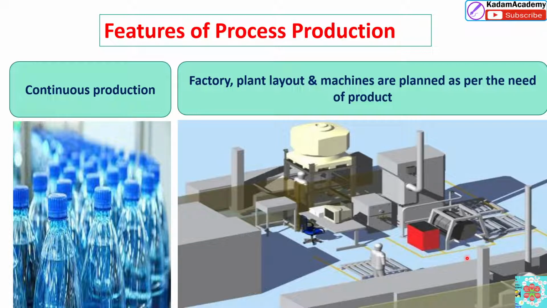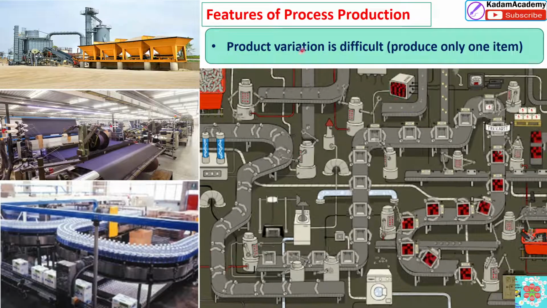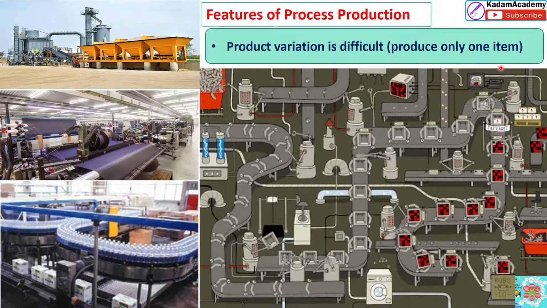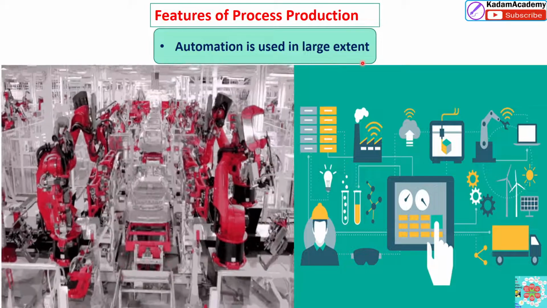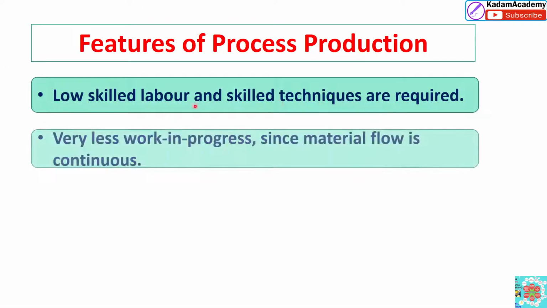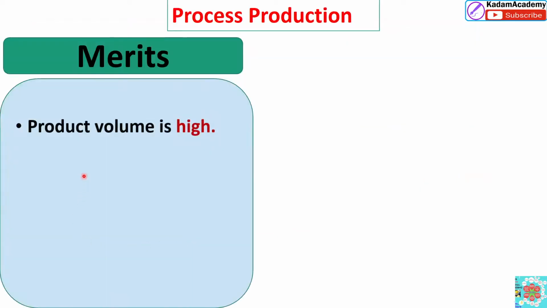Highly mechanized systems handle material, low skill labor is required, and there is very little work in progress. The material flow is continuous, and the production planning schedule is pre-decided. The full production system is designed to produce only one product, so product variation is difficult. Automation is used to a large extent. Low skill labor is required, and very little work in progress, as we have already studied.